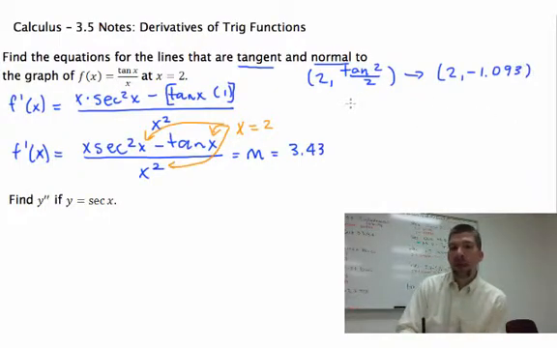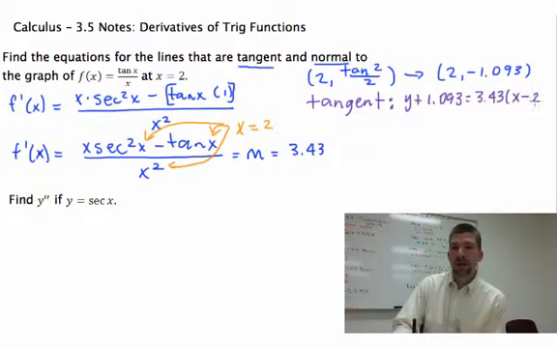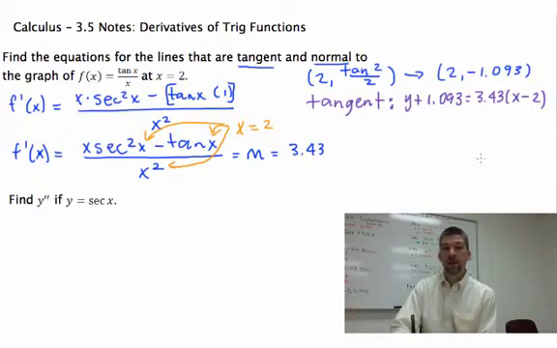So my tangent, we'll write tangent in purple. My tangent line is going to be y minus the y coordinate equals the slope times x minus the x coordinate. And this is a good answer. You don't have to do anything else here. It's a point slope form of a line.